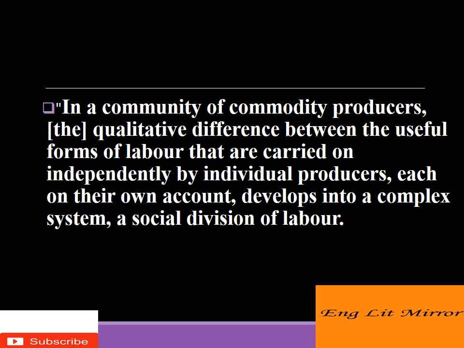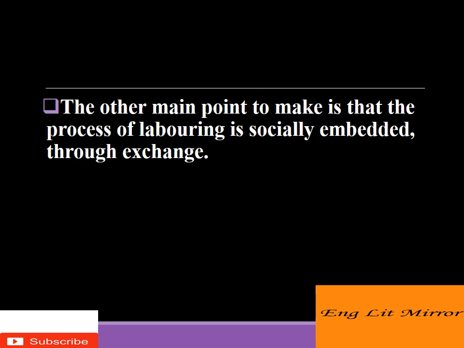In a community of commodity producers, the qualitative difference between the useful forms of labor that are carried on independently by individual producers, each on their own account, develops into a complex system, a social division of labor. The other main point to make is that the process of laboring is socially embedded through exchange.